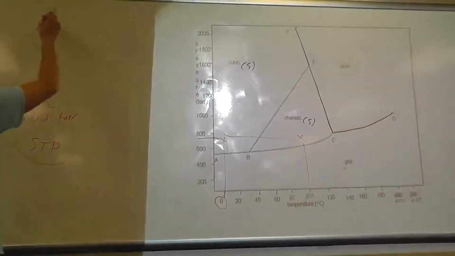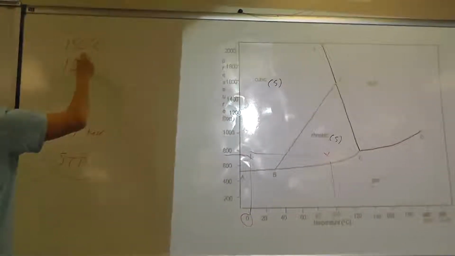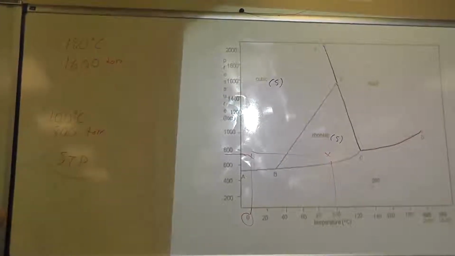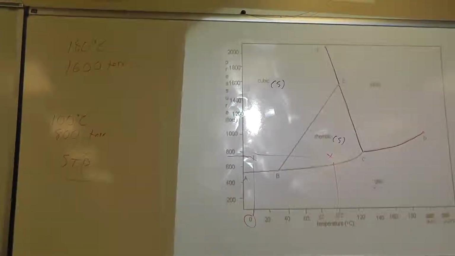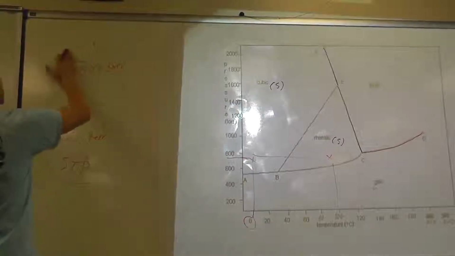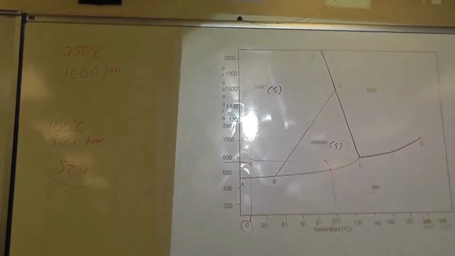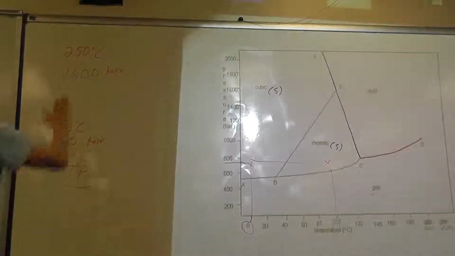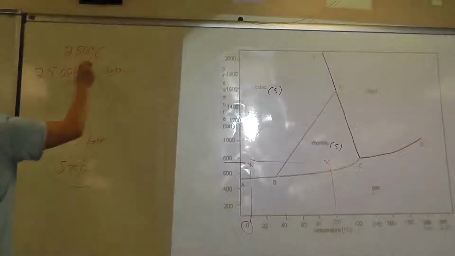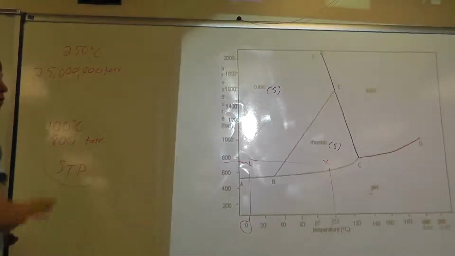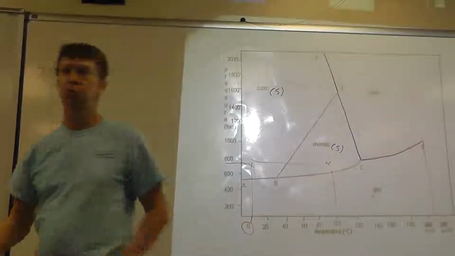What form would exist at 180 Celsius and 1600 torr? Liquid? What form would exist at 250 Celsius and 1600 torr? Gas. What form would exist at 250 Celsius and 25 million torr? Still gas, because pressure doesn't matter once you get beyond, what, 210? Roughly 210?